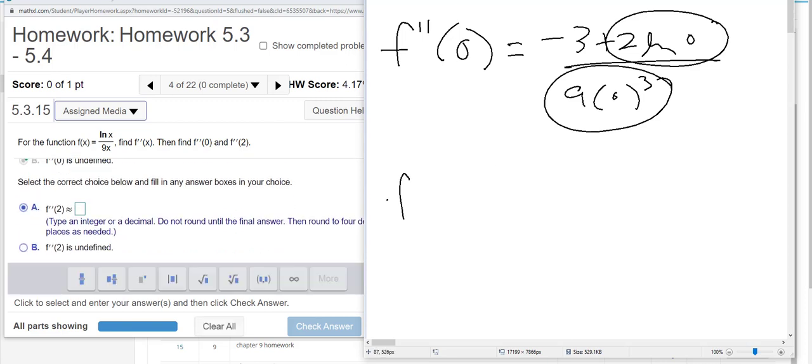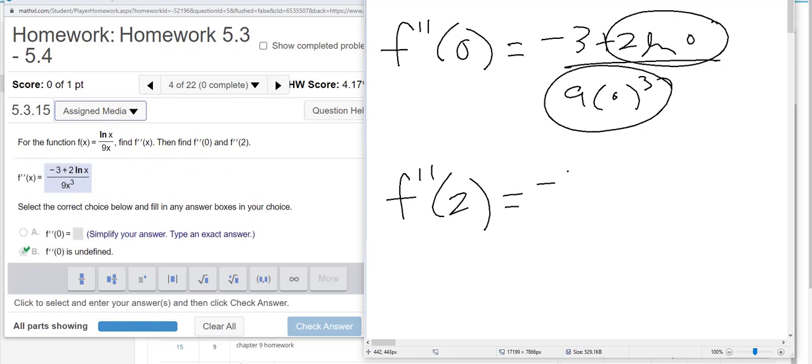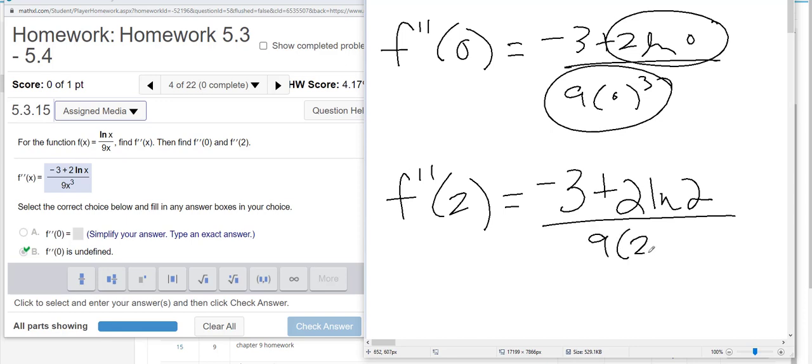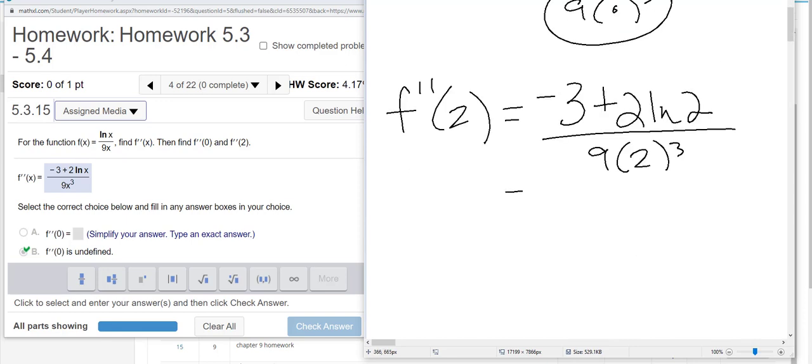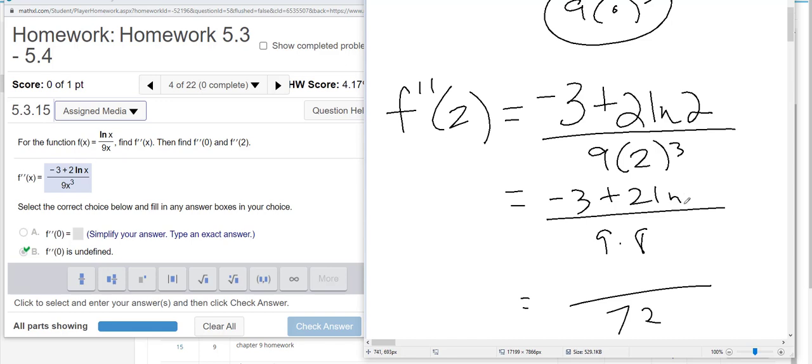So now I need to find f double prime of 2, so I put that into my second derivative. It's going to be negative 3 plus 2 natural log of 2 divided by 9 times 2 to the third. So that's going to be 9 times 8 in the denominator. That's a 72. And the numerator is negative 3 plus 2 natural log of 2, and I'm going to have to get a decimal for that. The natural log of 2 is not going to be a nice number. e to what power is 2? So it's going to be a decimal.